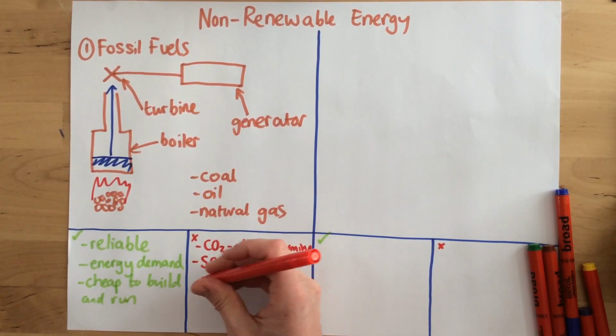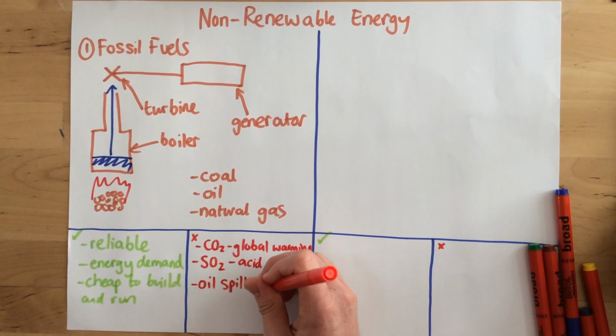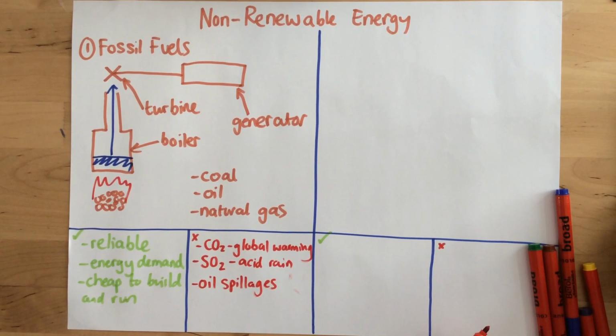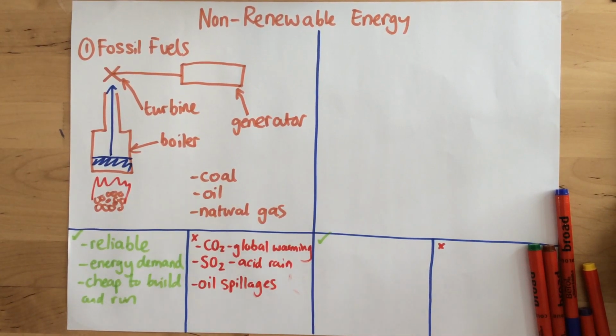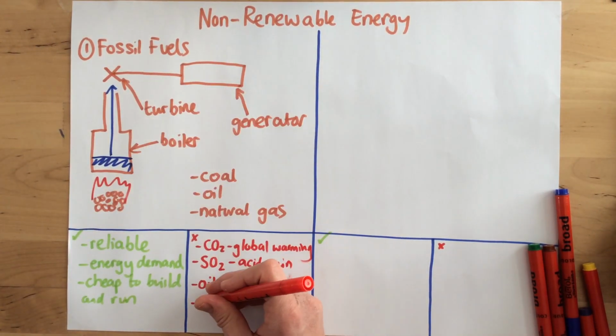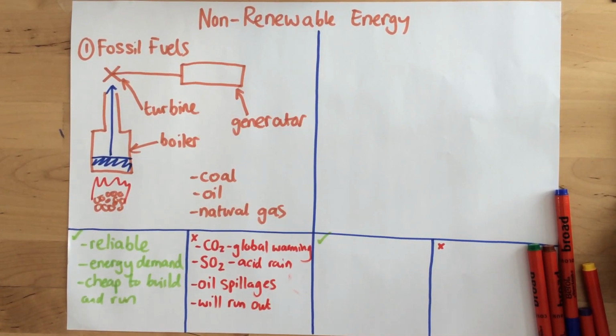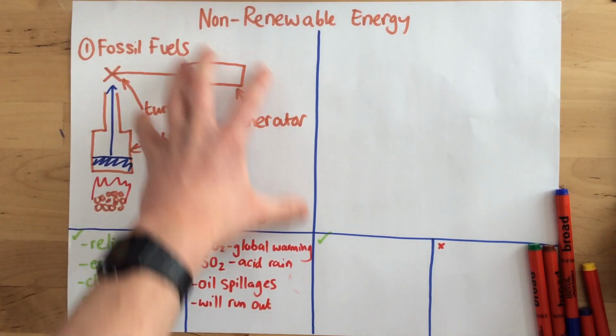Also, if you're using oil, there could be oil spillages, which can be extremely detrimental to animals, such as birds, who can be completely covered with the oil and can lead to the deaths of lots and lots of wildlife. And the other big negative thing about fossil fuels is they will one day run out because they are non-renewable. They cannot be replenished as we go. So that's basically an overview of fossil fuels.